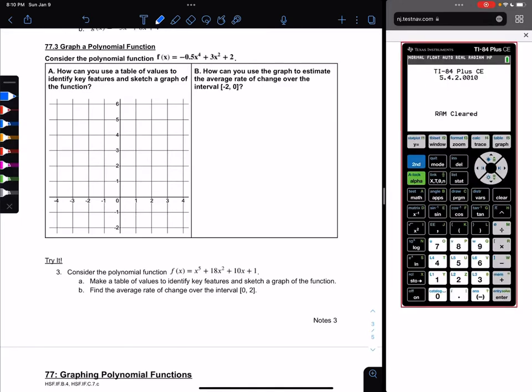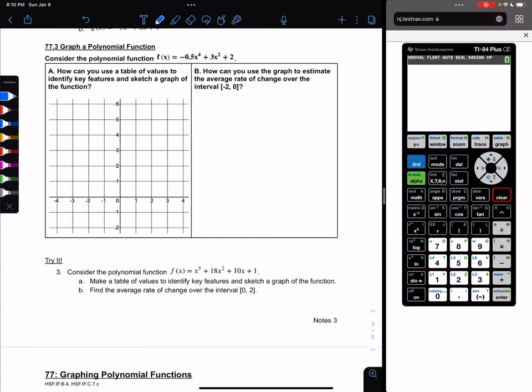In this video, we're going to look at topic 77, example 3, graph a polynomial function. So we're told to consider the polynomial function f of x equals negative 0.5 x to the fourth plus 3x squared plus 2. So we notice that this has a negative leading coefficient, right?